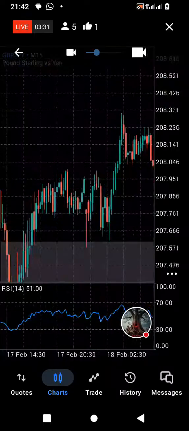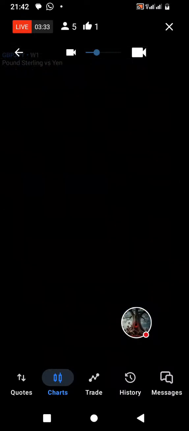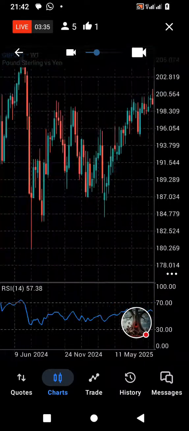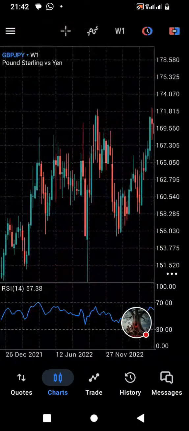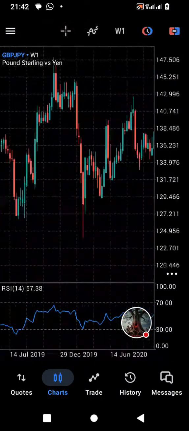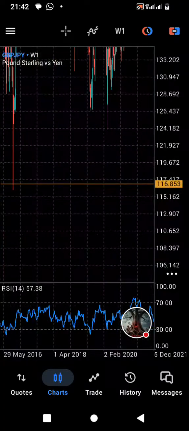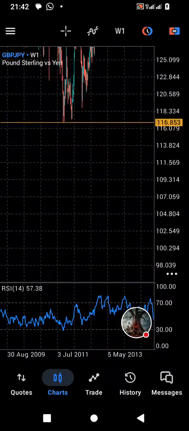And in the weekly time frame, I know some people don't even start from the weekly time frame. You have to know the general view of your trade before you enter any trade.